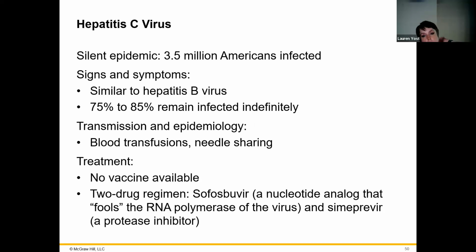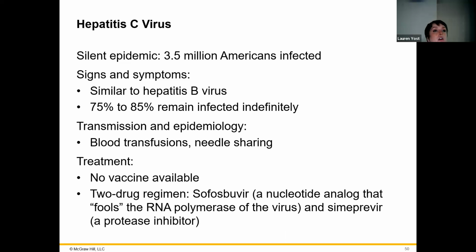Hepatitis C. There's about 3 million Americans infected, and it seems to be spreading. Signs and symptoms will be similar to Hep B, and many people with Hep C will remain infected indefinitely. They don't just recover from it. Like you can potentially recover from Hep B on your own, but Hep C, most people won't. There are drug treatments for Hep C. They are extremely effective and it can cure you, but once you get into chronic hepatitis caused by Hep C, you're less likely to be able to recover from it.